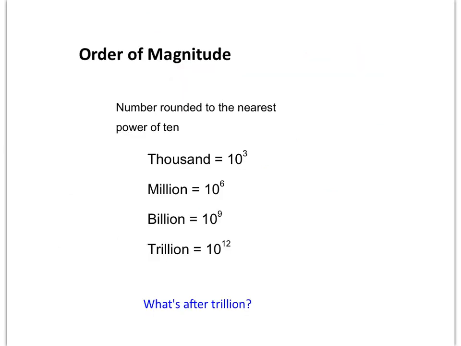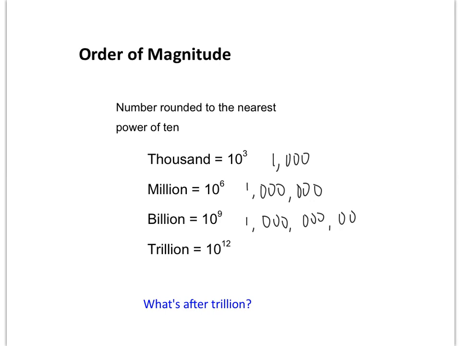We are now going to talk about order of magnitude, which will lead us into scientific notation. But order of magnitude means the number rounded to the nearest power of 10. So for example, thousands is 10 to the third, which if I write that out would be 1,000. Million is 10 to the sixth, which means I have 6 zeros. Similar to thousand had 3 zeros following. Billion has 9 zeros.